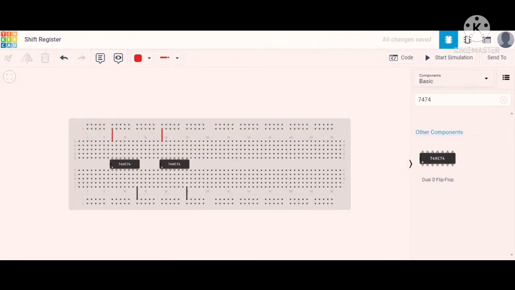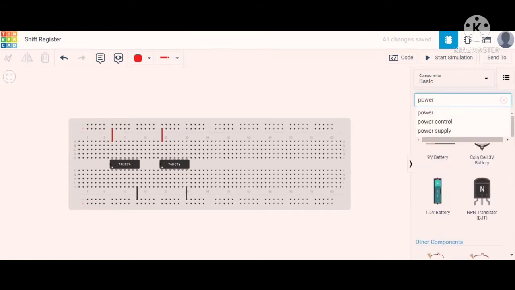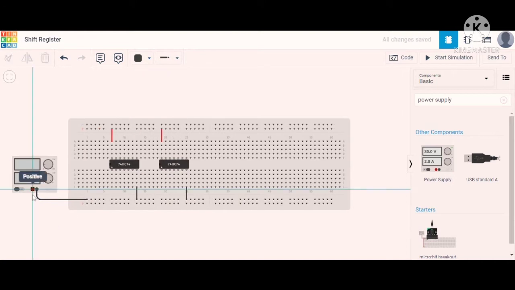After that, search in the search bar for the power supply. So this is the power supply we are using. Here the negative terminal is connected to the negative layer of horizontally shorted slots, and we give the wire the color black. After that the positive terminal we connect to the positive layer of horizontally shorted slots, and give the wire the color red.